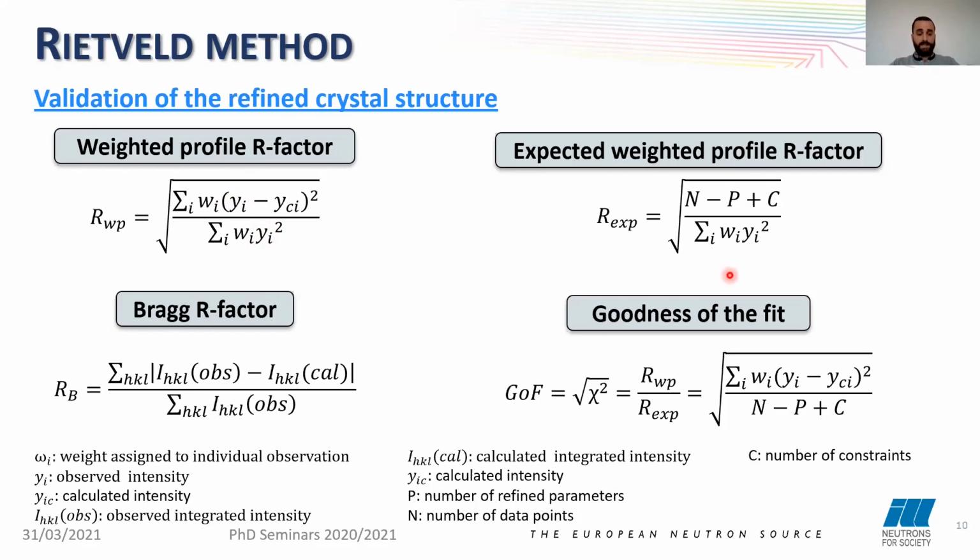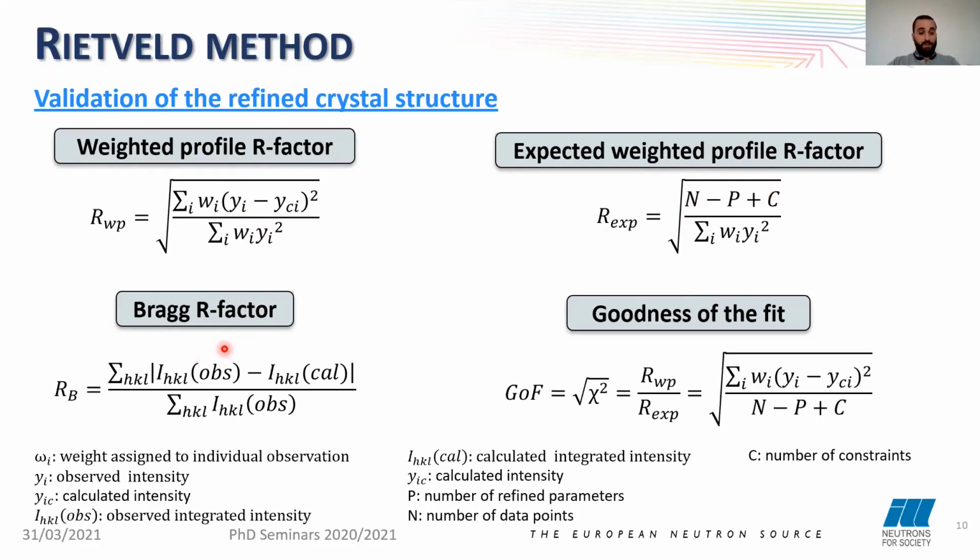And then the expected weighted profile factor is the equivalent to the weighted Rwp, but the numerator is considered as the expected value coming from the number of refined parameters, P, the number of data points, N, and the number of constraints, C.